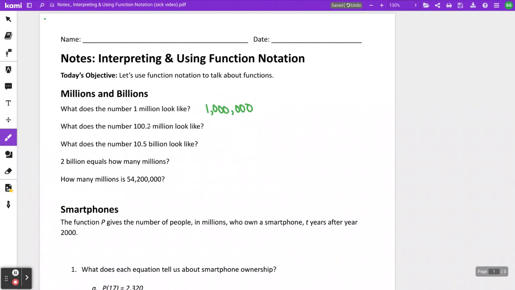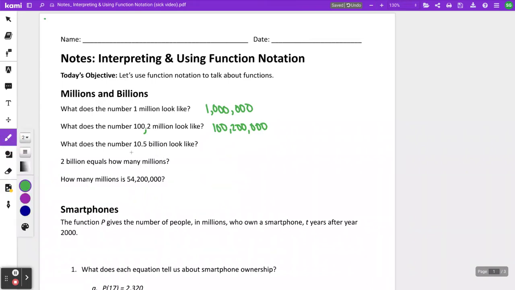So 100.2 million is going to be similar to this. 100 million would mean I've got the number 100 and then 1, 2, 3, 4, 5, 6 zeros after the number 100. But it wasn't 100 million, it was 100.2 million. So that means where that comma is, that's kind of like my decimal. And so that first zero, instead of being a zero there, would be the number 2. So we get 100.2 million would look like 100,200,000.